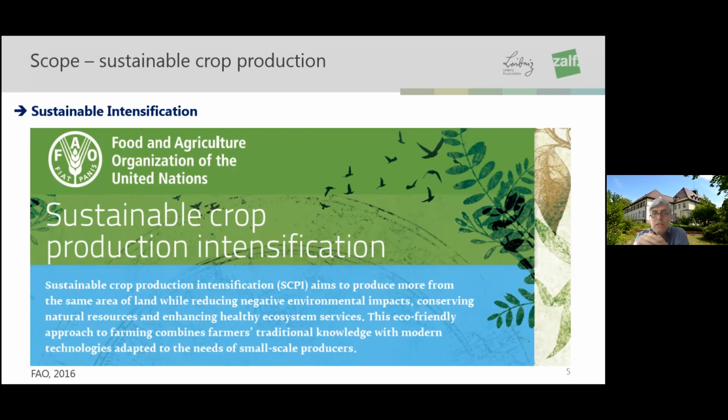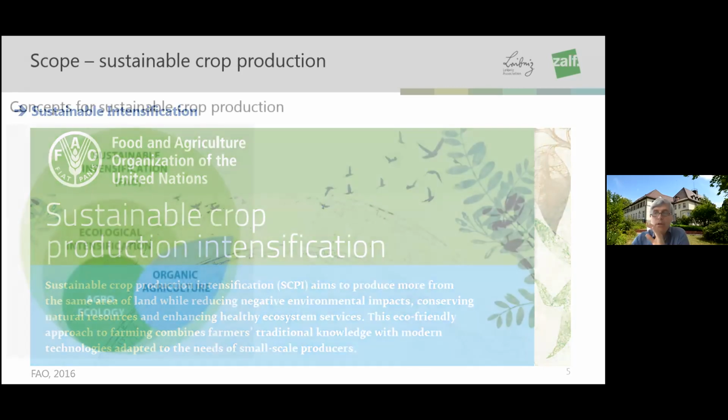But it also says, while reducing negative environmental impacts, conserving natural resources, enhancing healthy ecosystem services. Eventually, there's also a link to biodiversity, not in that definition, but also in related definitions. It also makes a relationship to eco-friendly approaches to farming and combining traditional knowledge and technological advances. These aspects are not to ignore, because there is a large farming community and a large research community that adopts that definition.